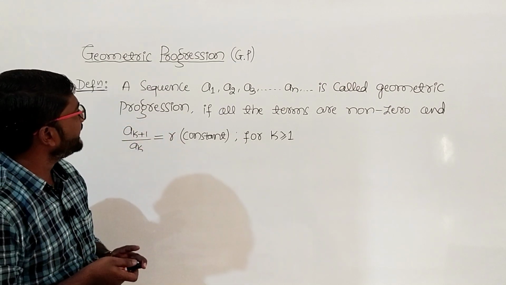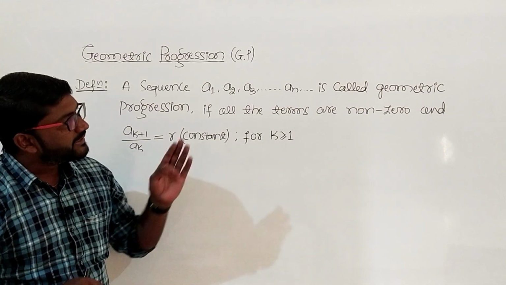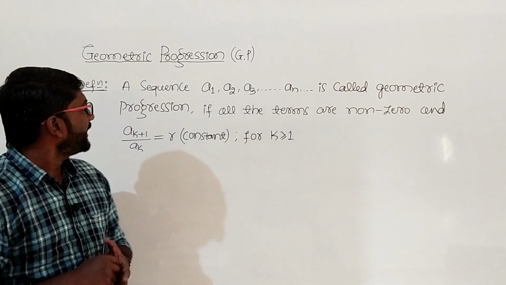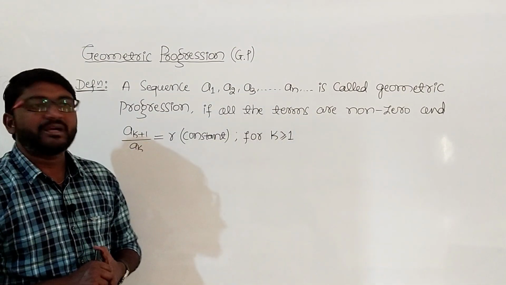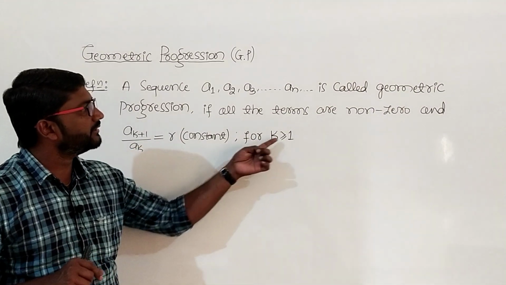What does the definition say? A sequence A1, A2, A3 and so on AN is called a geometric progression if all the terms are non-zero and a(k+1) by ak is equal to r, which is a constant for all k greater than or equal to 1.